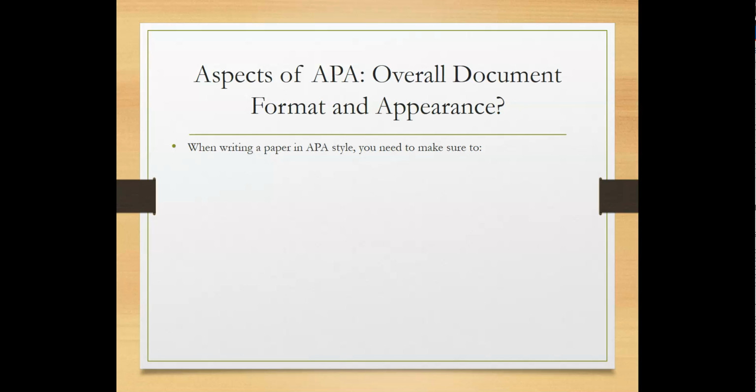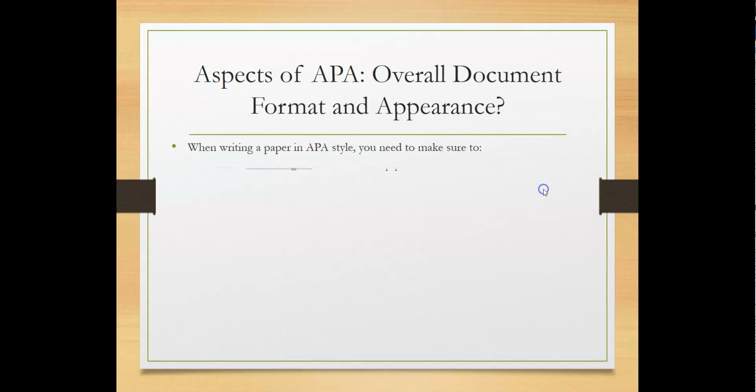So, overall document format and appearance. One of the very nerdy things about doing the kind of work that I do is that I have gotten really good, and my consultants in the center have gotten really good, at being able to look at certain papers and know right off, just looking at it, what kind of style it's in. MLA has a distinct look versus APA versus Chicago versus some of the other smaller citation styles that are utilized. So when you're thinking about an APA paper, there are several things you want to keep in mind in terms of how it will actually look.